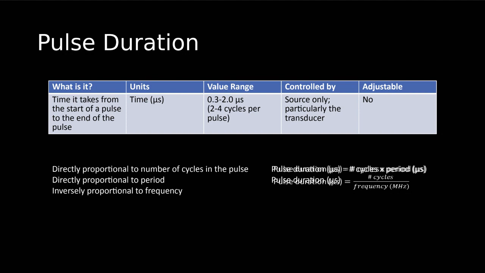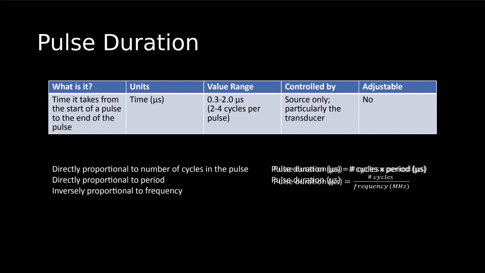It's going to be inversely proportional to frequency. So if we have a really low frequency, we know that those waves move a little bit slower, right? So we're completing fewer cycles in that 1 second time frame. Therefore our pulse duration is going to be longer. It takes longer to complete that collection of cycles because our frequency is very low and that wave is moving very slowly.